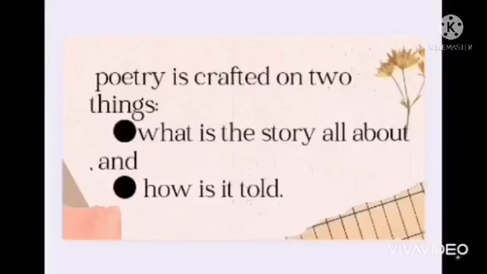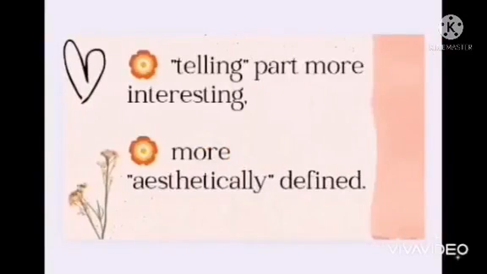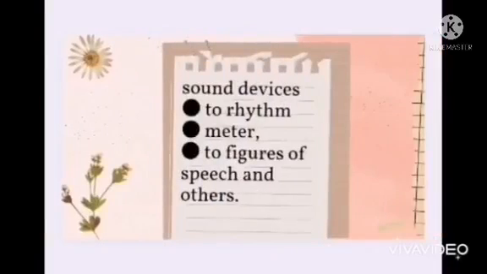What is the story all about and how it is told? Literary devices are tools to make the telling more interesting and more aesthetically defined. These elements range from sound devices to rhythm, meter, to figures of speech, and others.